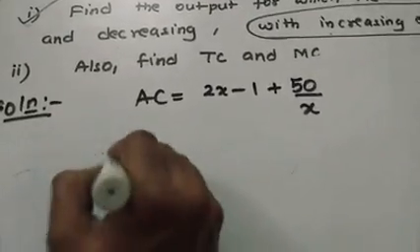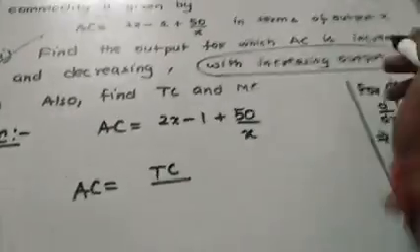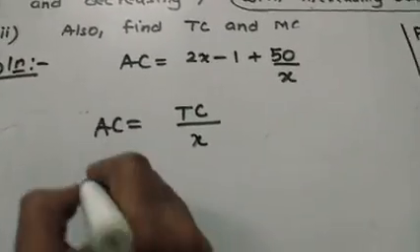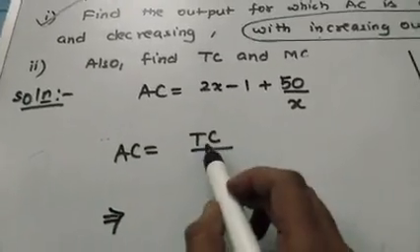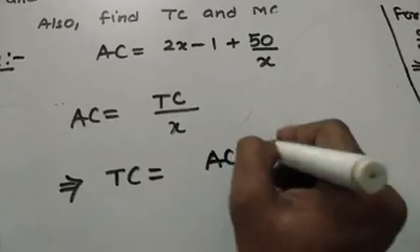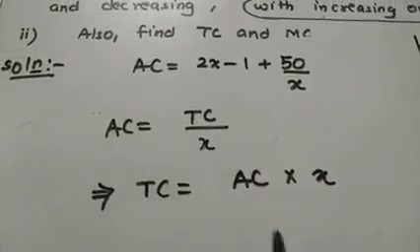So we know that the average cost formula is total cost by output. What is the output? X. This is the formula. So from here, what we have to find? We have to find the total cost. That means total cost equals average cost into x by this particular formula. Just doing the cross multiplication.